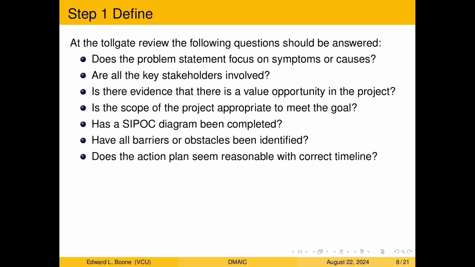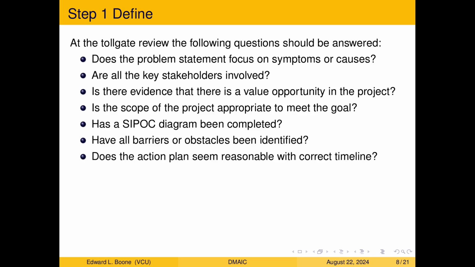Okay, at the end of the define step, you're going to have a toll gate review, and you should be able to answer these when you approach this toll gate. Does the problem statement focus on symptoms or causes? Okay, you want to say, for example, this part that it makes, like a phone case, is always loose. Well, that's a symptom. What's causing it to be loose?